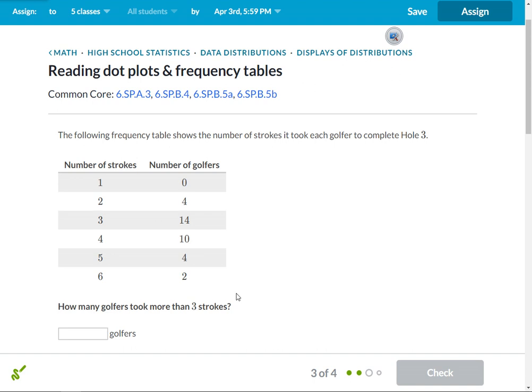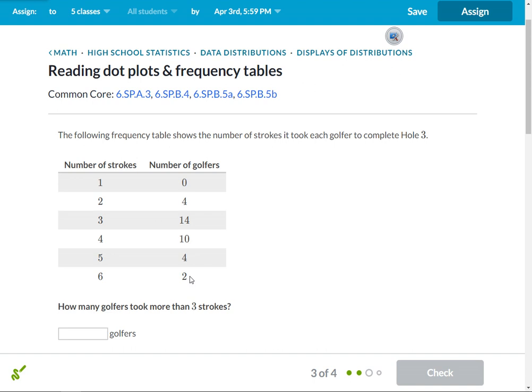How many golfers took more than 3 strokes? So more than 3 strokes would mean that it would be 4 strokes, 5 strokes, or 6 strokes, because more than implies going beyond. So how many golfers took more than 3 strokes? Well, there are 10 that took 4 strokes. There are 4 that took 5 strokes, and 2 more that took 6 strokes.